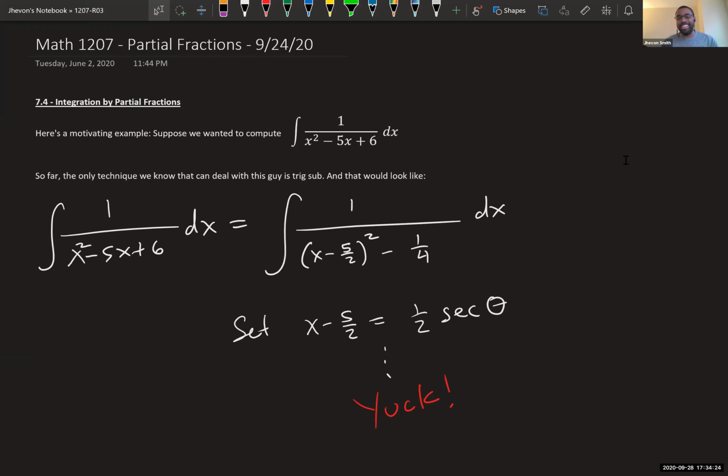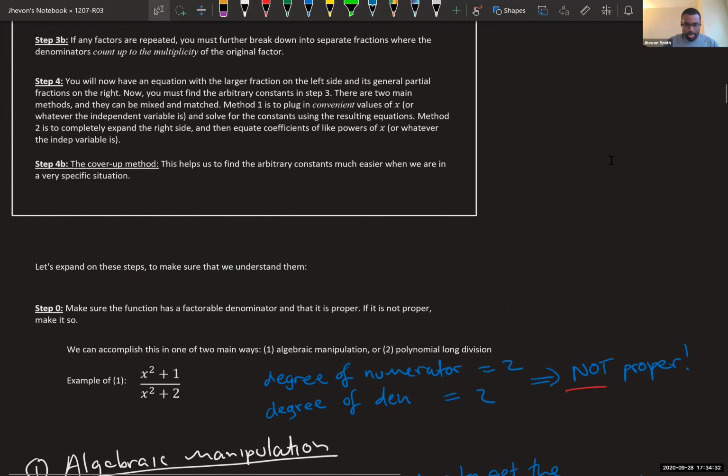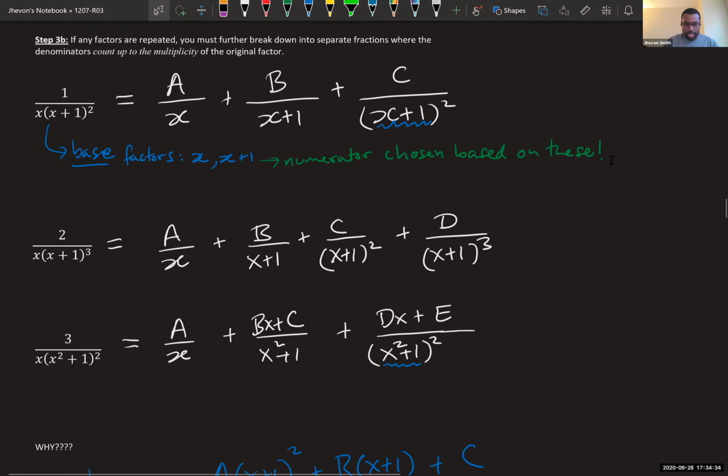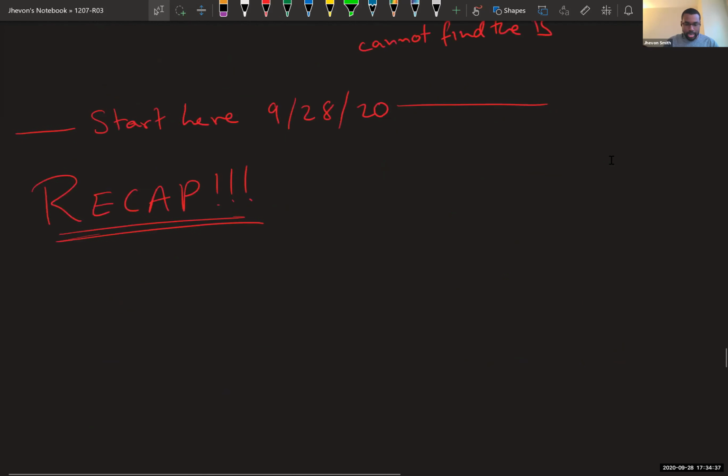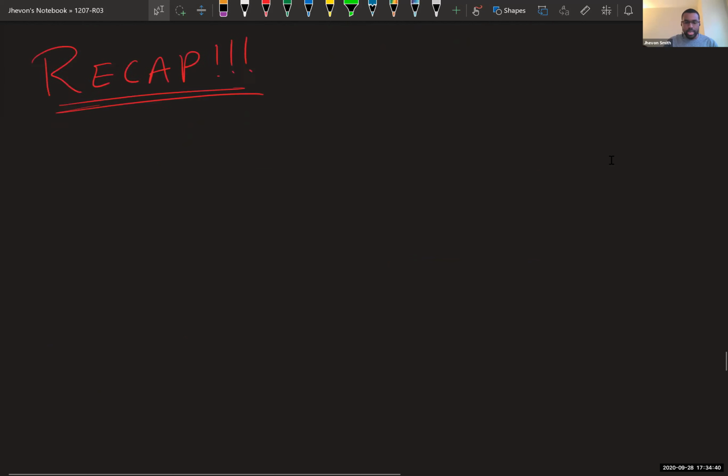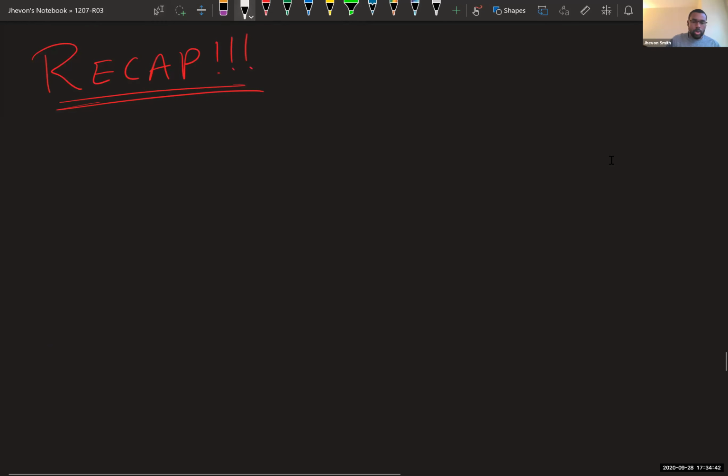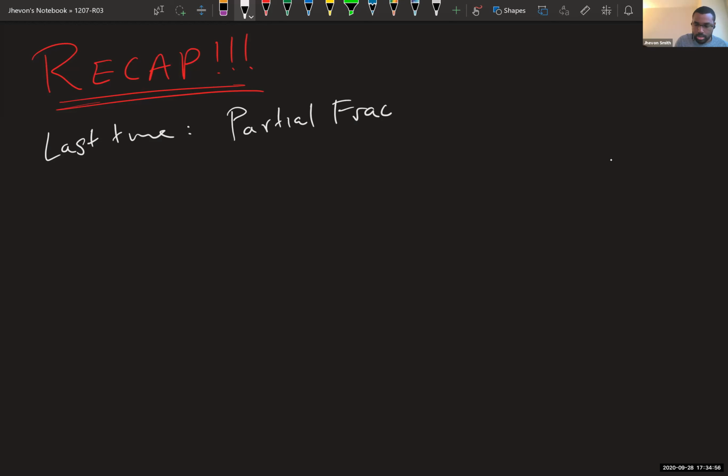Let's get into it. So last time we introduced partial fractions. Let's do a quick recap. We went through all that stuff, showed how to actually do the partial fractions. We're going to do a lot more examples here, but let's recap what we have learned, to make sure that we're all on the same page. So last time we did partial fractions. This is just the idea of breaking up larger fractions into smaller ones.